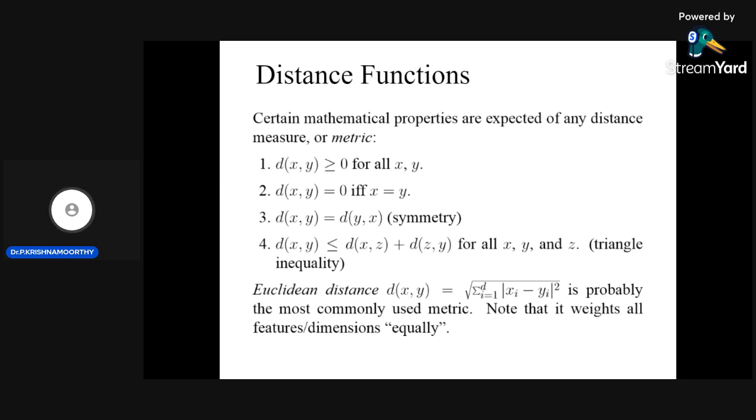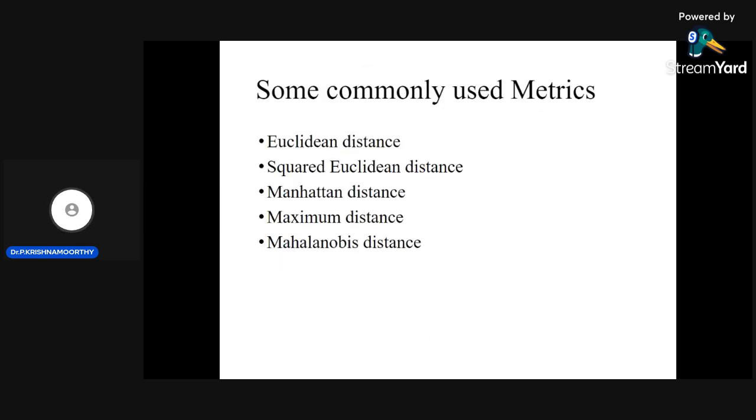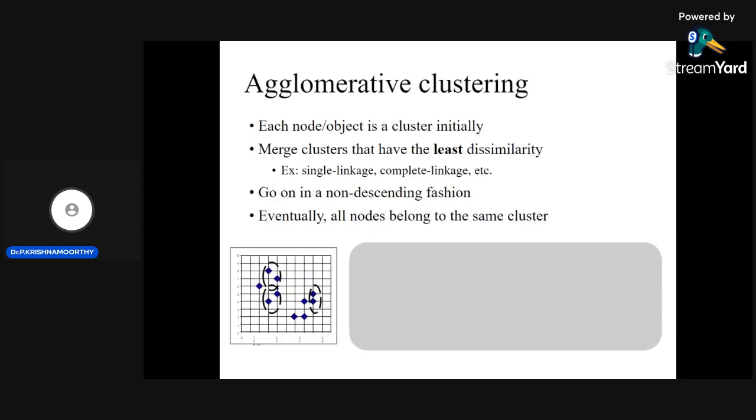The Euclidean distance formula we are going to use: d of x comma y is equal to the square root of summation of i equal to 1 to d of (x_i minus y_i) whole square. This is the most commonly used metric. Some commonly used metrics are Euclidean distance, squared Euclidean distance, Manhattan distance, maximum distance and Mahalanobis distance. These are the distance metrics we use.